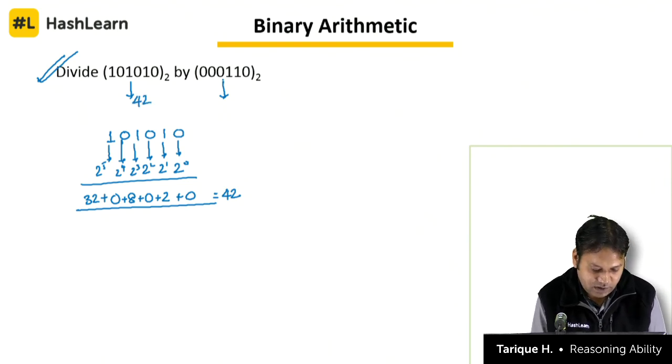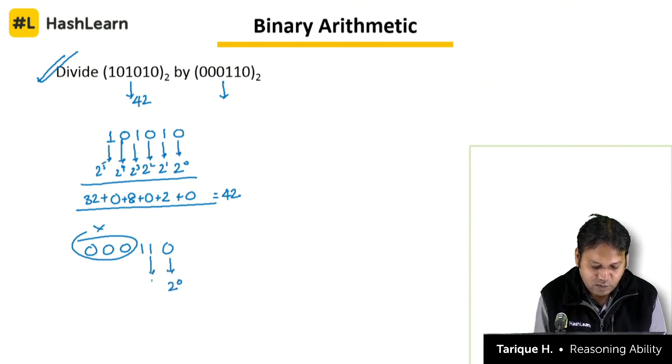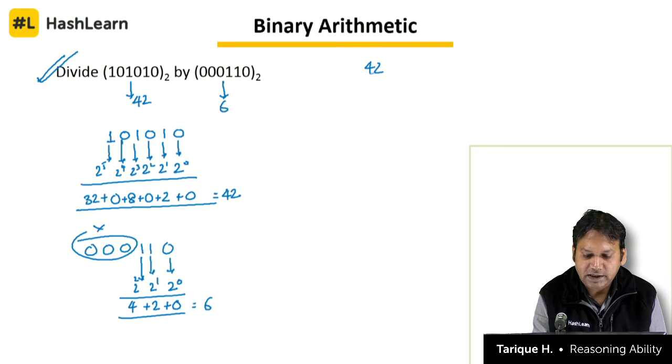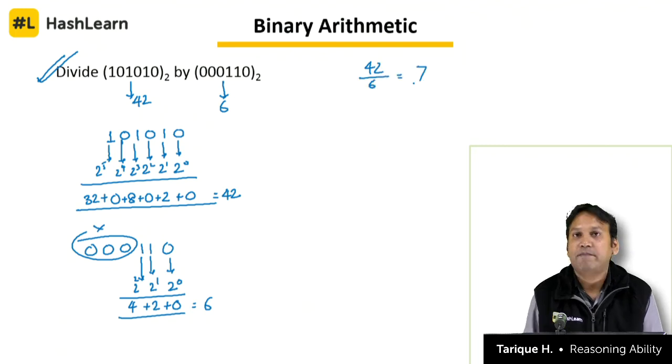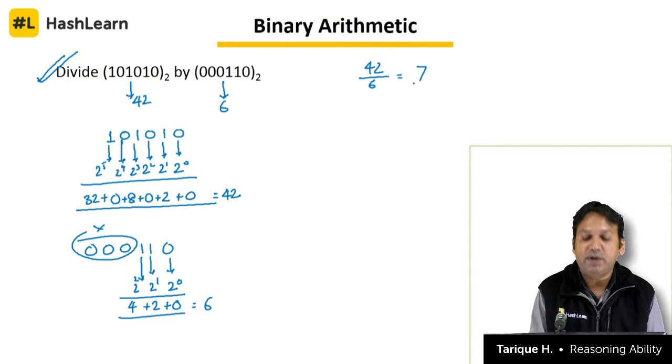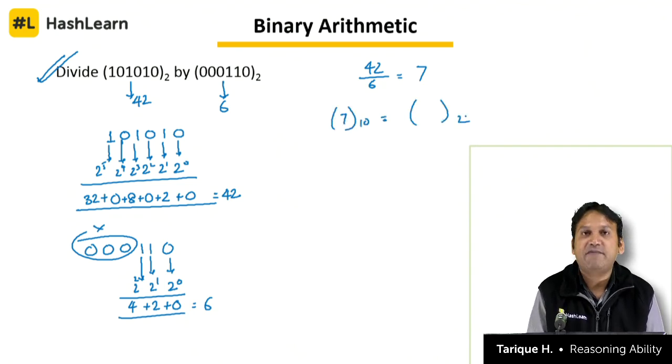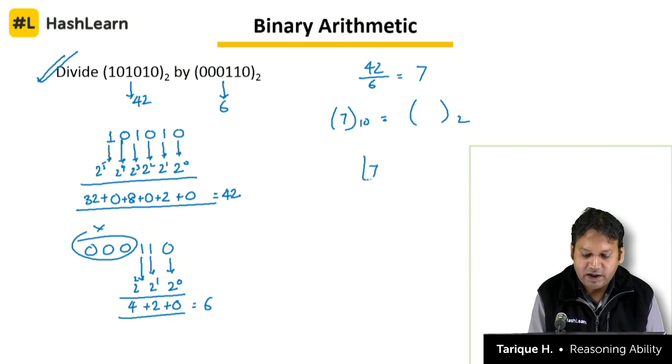Now let's convert this number here, 000110. I don't need to worry about these zeros anymore. So let's look at this. This is 2 power 0, this is 2 power 1, this is 2 power 2, and that gives us 0 plus 2 plus 4, and that's equal to 6. So this number is 6. Now when you divide 42 by 6, what do you get? 7. 6 into 7 is 42. So now what you do is convert 7 into its binary form. What is the binary form of 7? Very simple. Divide by 2.